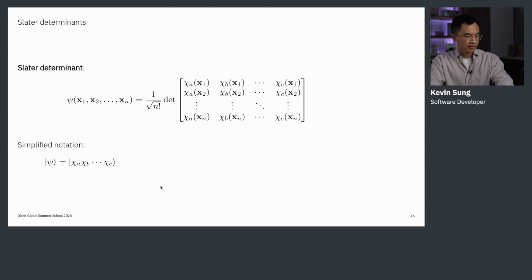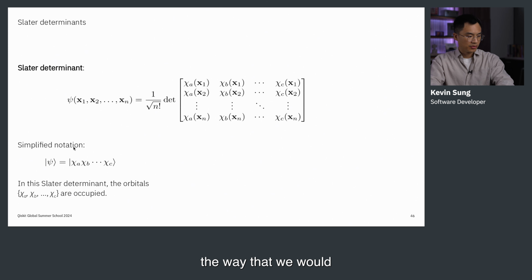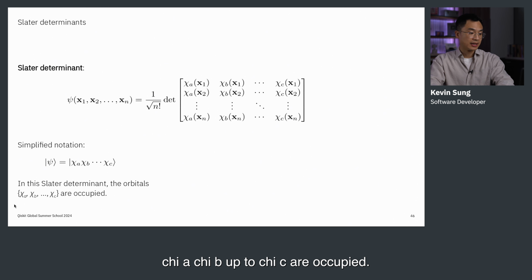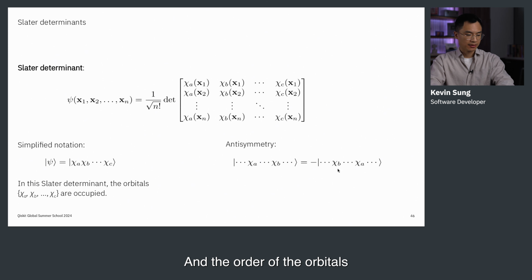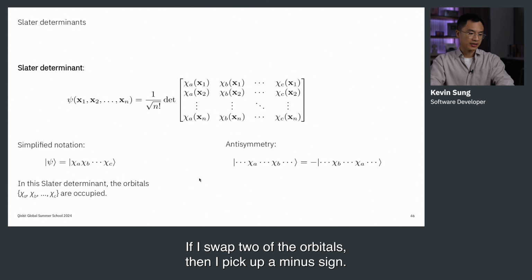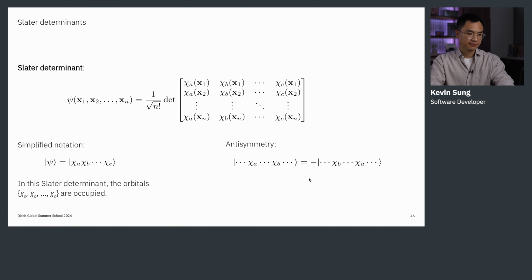So the way that we would describe this state in words is: in this Slater determinant, the orbitals chi A, chi B, up to chi C are occupied. And the order of the orbitals actually matters because of the antisymmetry principle. If I swap two of the orbitals, then I pick up a minus sign.